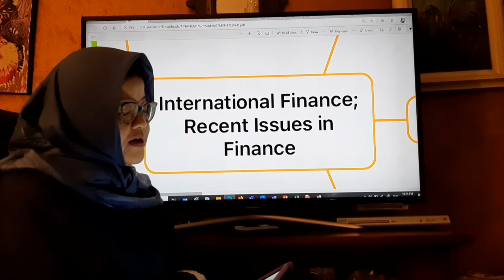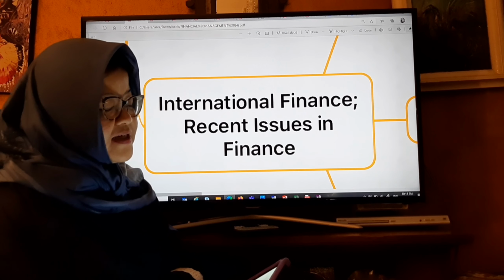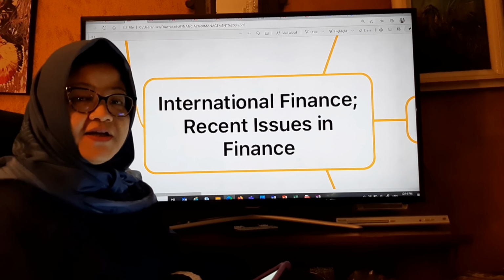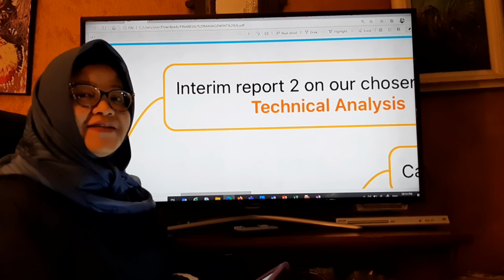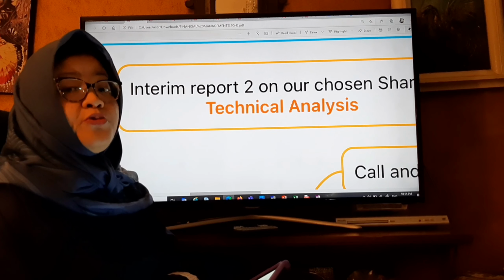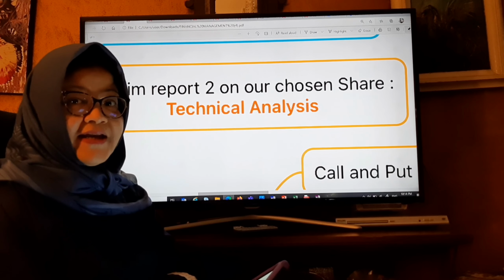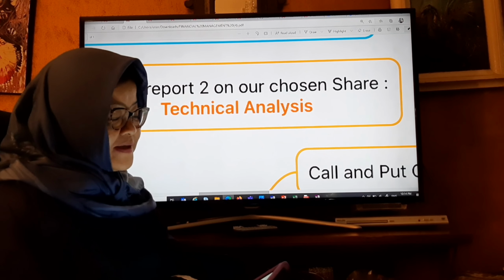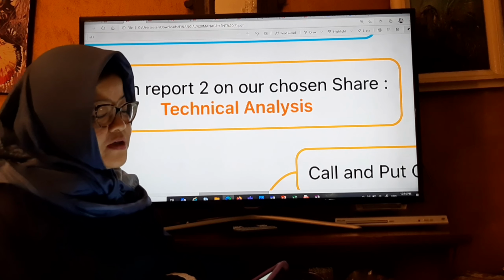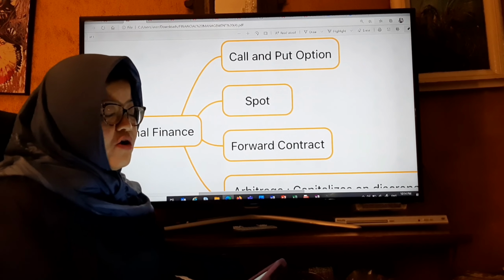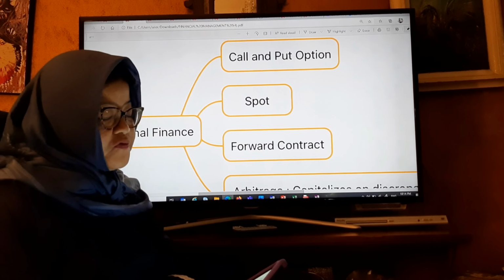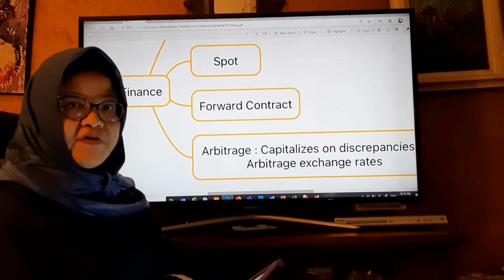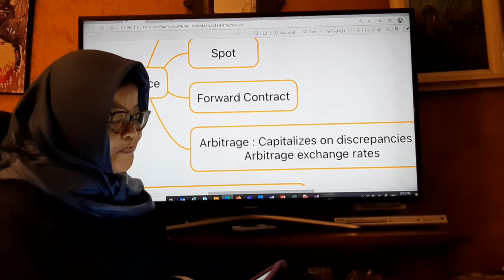In the 6th week, we learned about international finance and recent issues in finance. Here, we hand in the second interim report, which is on technical analysis. Boy, did we have to study this technical analysis. We were looking left and right for where to study on this matter. And then we also learn about international finance like call and put options, spot, forward contracts, and arbitrage. Arbitrage can bring you profit if you know where to look for it.